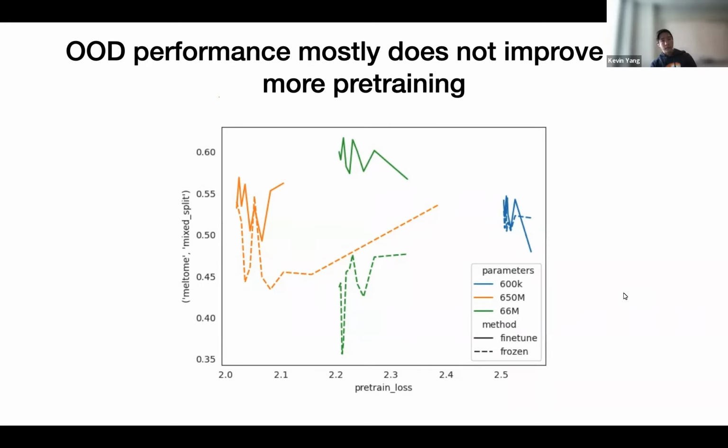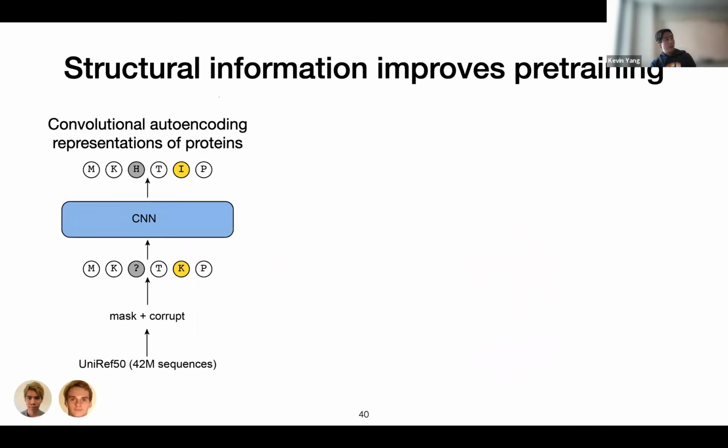Cool. So we'll go on and add in some structural information. This project is with Hugh Ye, who's now an MD PhD student at the University of Chicago, and Niccolo Zanichelli, whom you all know well. As a reminder of CARP, we only deal with sequence. We have 42 million sequences from UniRef50.